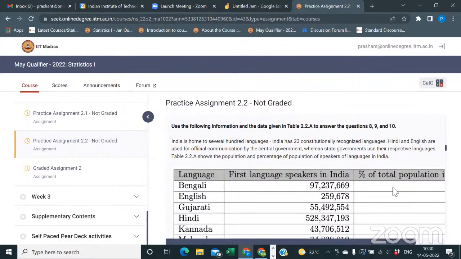Then for small size, I have the same number, 9723769. For medium, I have 259678. For large, I have this. For XL, I have this number, and for double XL, I have this number. Then the question is, what is the median of the data set?